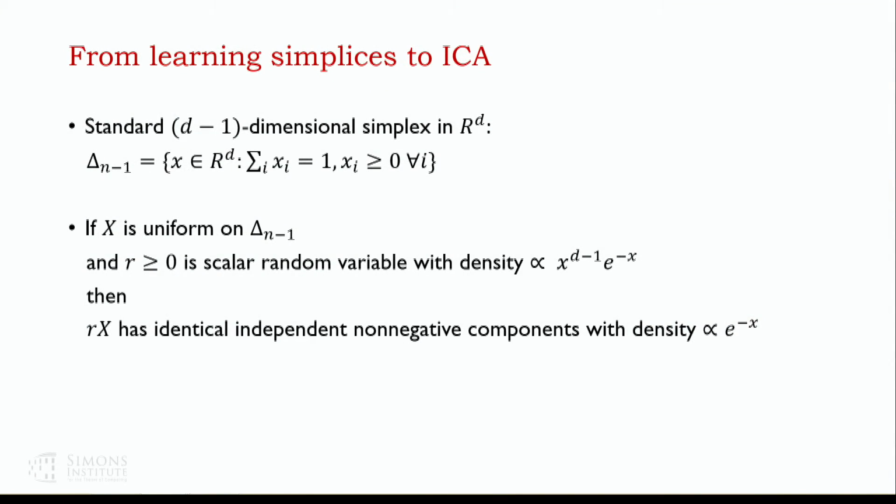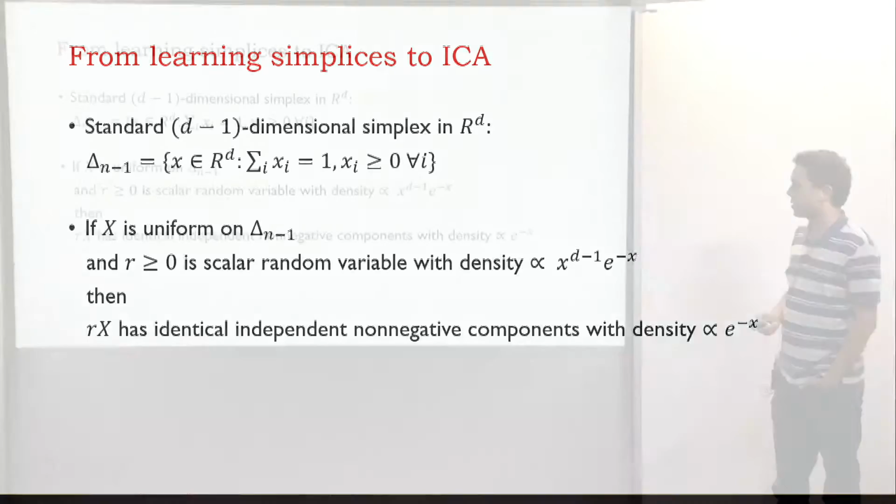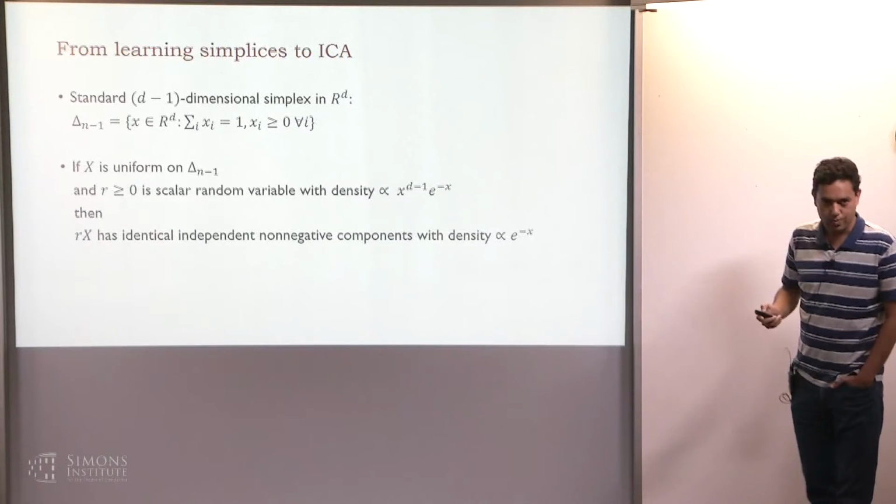Then if you have a uniformly random sample x from the simplex, and R is a scalar random variable with density proportional to x^(D-1) times e^(-x), then Rx has independent non-negative components. So basically, the problem becomes an independent component analysis problem after you do this multiplication by this random scalar. So that's all I'll say about this reduction.